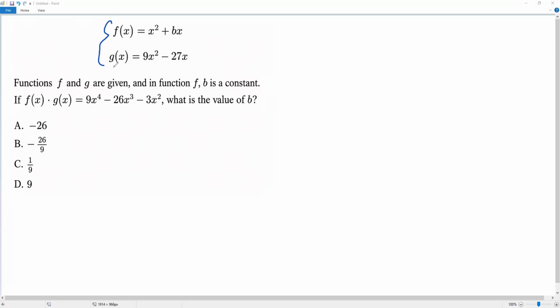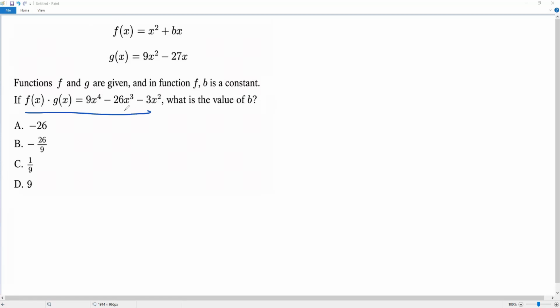Here we have two functions f of x and g of x. Functions f and g are given, and in function f, b is a constant. If f of x times g of x equals 9 times x to the fourth power, negative 26 times x to the third power, negative 3 times x to the second power, what is the value of b?